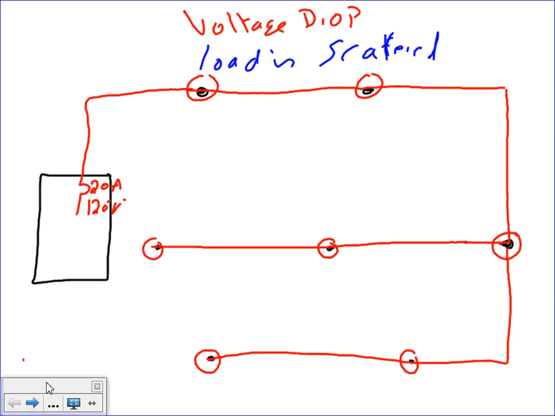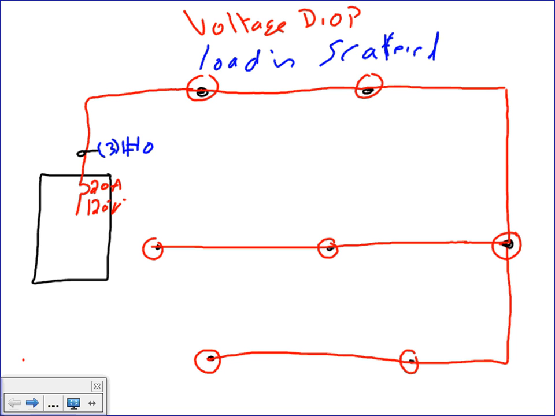Because of voltage drop. So the assumption is that my conductor here is, I have three conductors, number 10. Anybody know why three conductors? Hot, neutral, ground. One circuit, hot, neutral, ground, number 10.